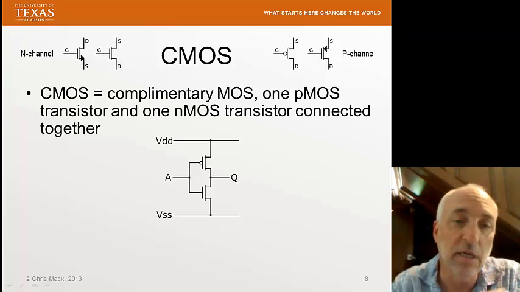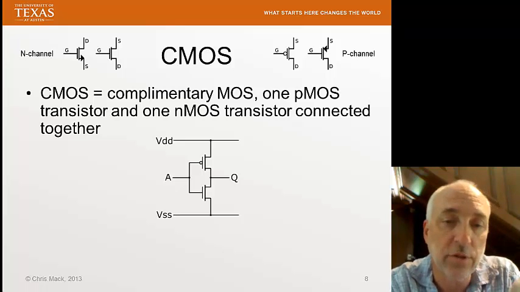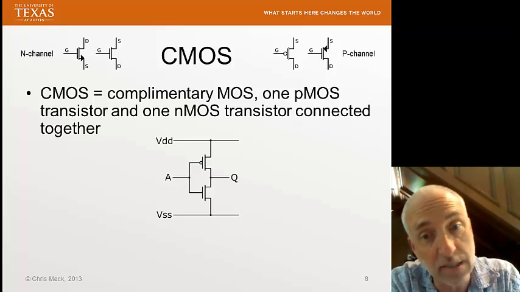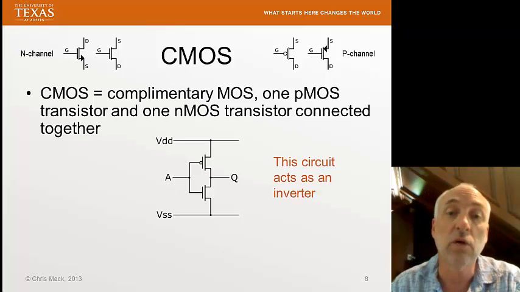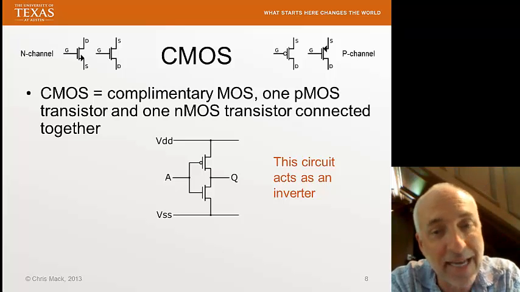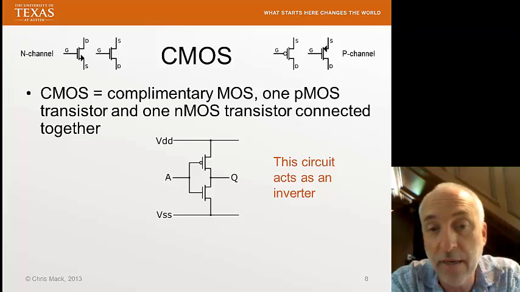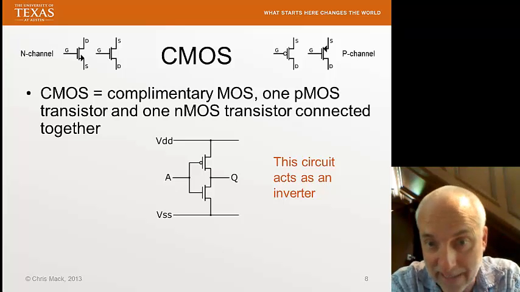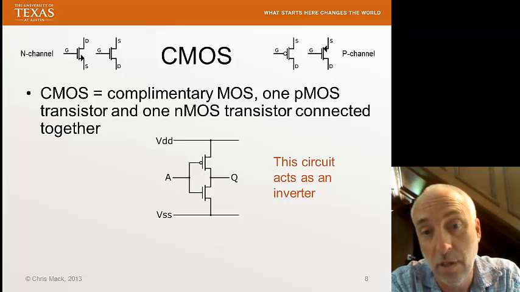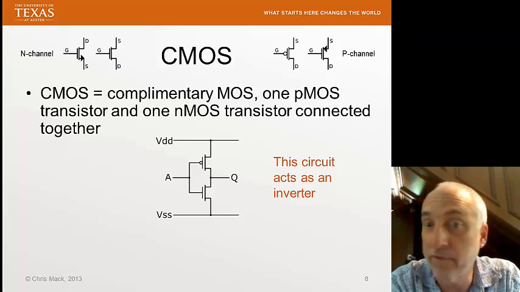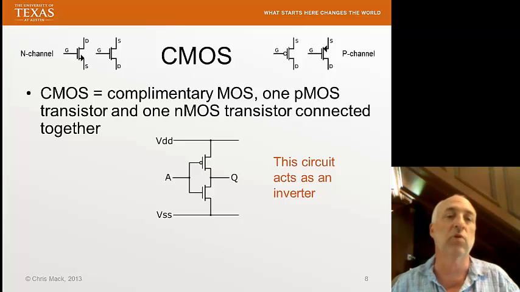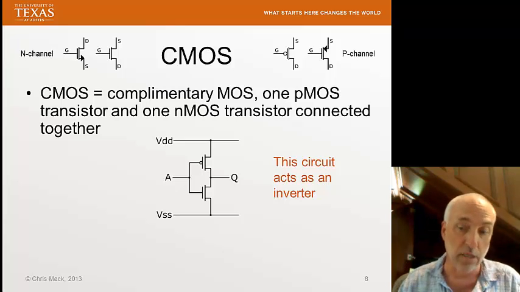Let's think about what we just did. Positive voltage at A produces a negative voltage at Q. Negative voltage at A produces a positive voltage at Q. We call this an inverter. If we label the positive voltage to be a 1 and the negative voltage to be a 0, then whenever I put a 1 in A, I get a 0 at Q. Whenever I put a 0 at A, I get a 1 at Q. I've just made an inverter circuit. And inverter circuits are, of course, very useful in and of themselves, but I can build more complex logical circuitry using inverters.